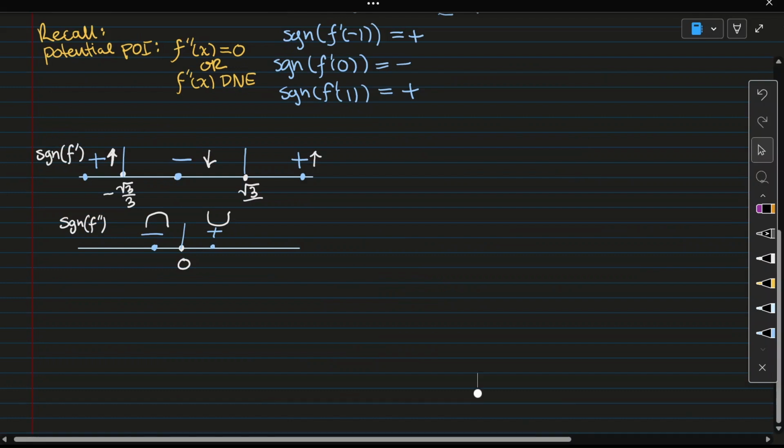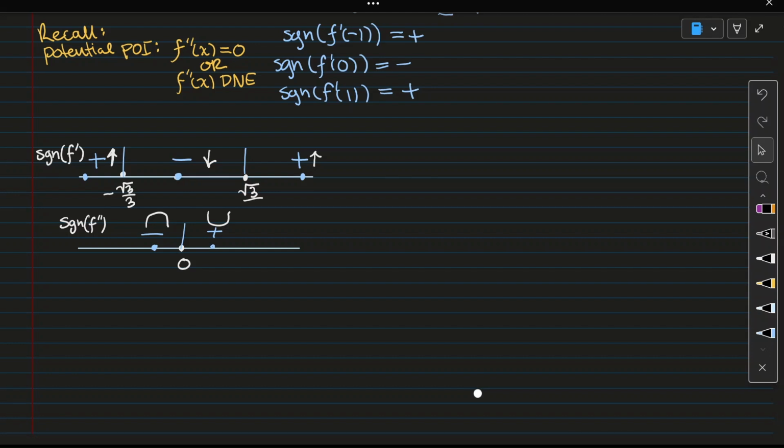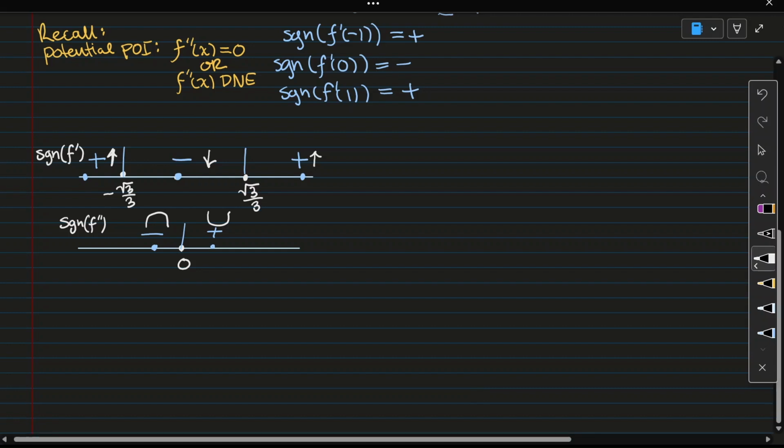If I was doing this problem on a regular piece of paper instead of on my laptop, I would have drawn my sign charts on top of each other like this. That way it's a little bit more clear what's going on here. So I just went ahead and reorganized things.